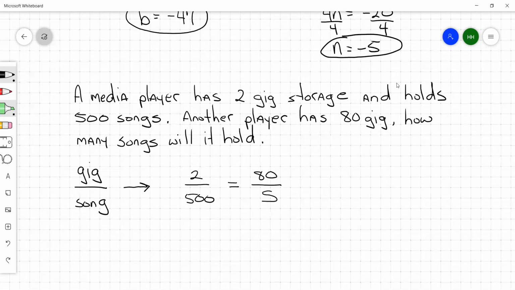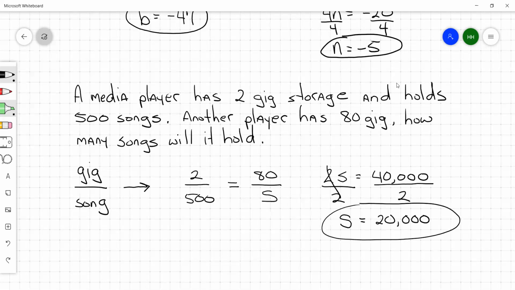So here you're going to crisscross multiply. You got your 2 times S equal to 500 times 80. It's probably like 40,000 or something, isn't it? 40,000. How about that lotto thing right now? You divide by 2. Your 2's cancel. The amount of songs that this new thing will hold, 40,000 divided by 2, it's 20,000. It's a lot of songs. I guess. I don't know.